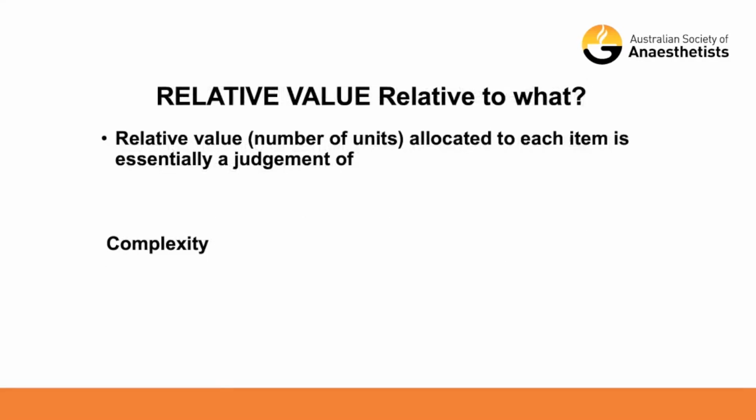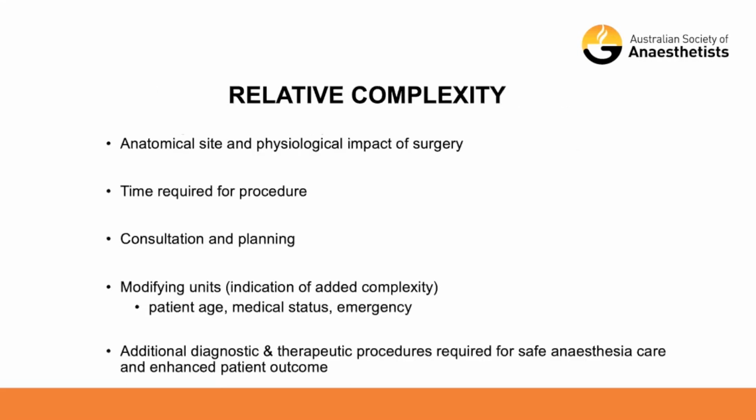So when we say relative value, what's it relative to? The relative value or the number of units that are allocated to each item is essentially a judgment of complexity. When we talk about relative complexity, what we refer to is the anatomical site and the physiological impact of surgery. So for example, carotid surgery would be more complex and so attract a higher unit value or fee than, say, surgery on a big toe. The time: generally a longer procedure is an indicator of a more complex anaesthetic and a more complex procedure.